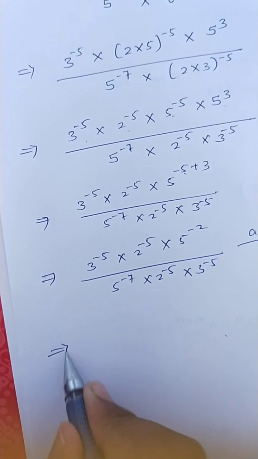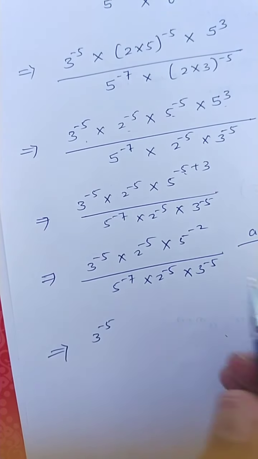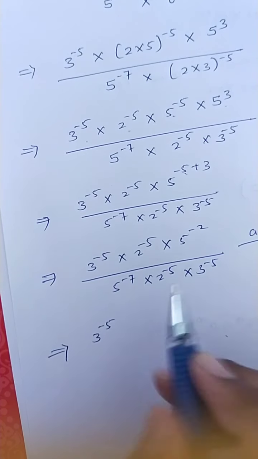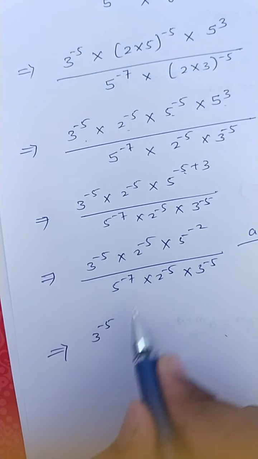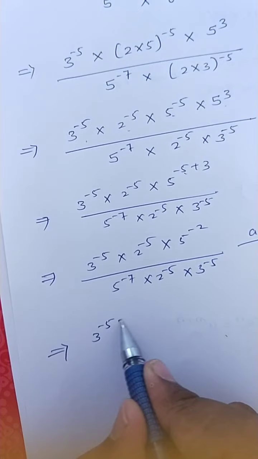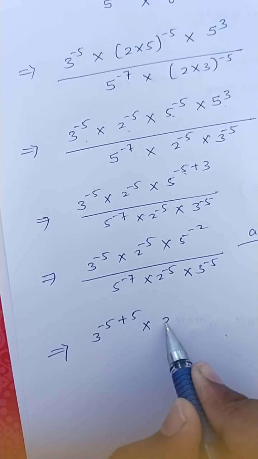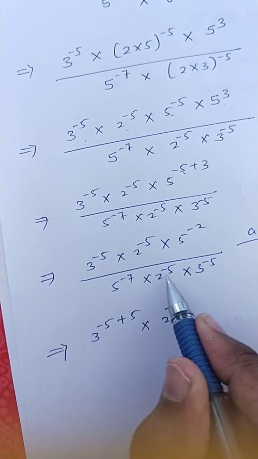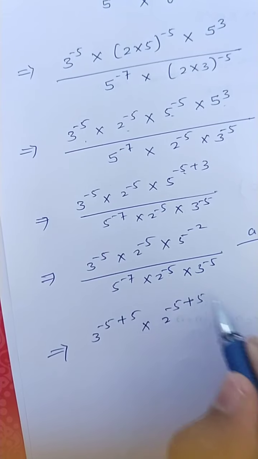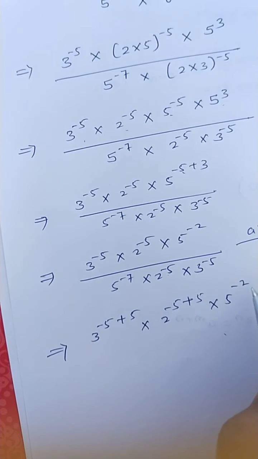Okay, so now see 3 raised to minus 5. Now this is 3 raised to minus 5. So this one goes to the denominator, it becomes plus 5. Into, so this is 2 raised to minus 5, this minus 5 is in the denominator, it goes upwards, becomes plus 5, into 5 raised to minus 2. So this is plus 7, it becomes plus 7.